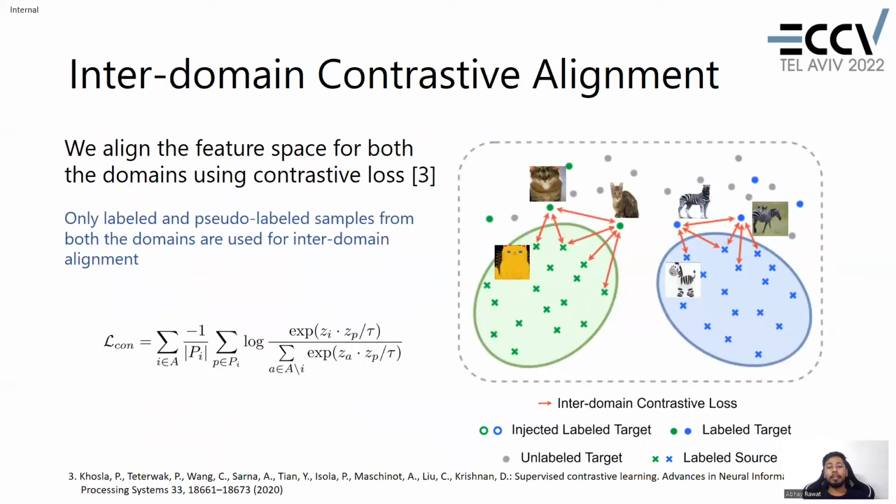For cross-domain feature alignment, we use supervised contrastive loss. Only labeled and pseudo-labeled samples from both the domains are used for inter-domain alignment. Basically, we prepare positive pairs containing samples from each of the two domains and then apply the supervised contrastive loss. We will talk about the pseudo-labeled samples from the target domain in detail later in the presentation.